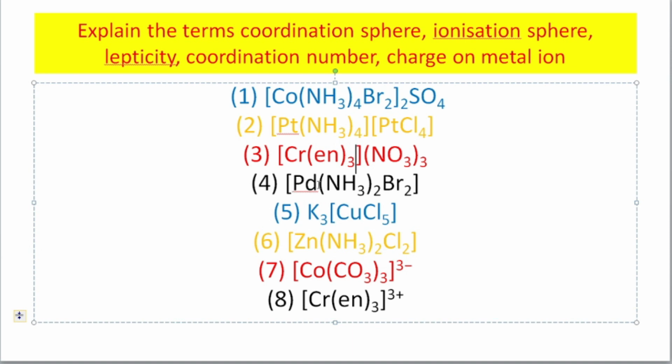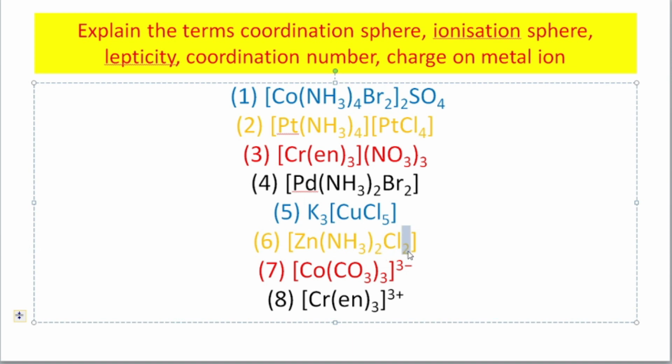See this fourth complex. How many ammonia are there? 2. How many bromides are there? 2. Each ammonia and bromide forms only one bond. All are monodentate here. So how many total bonds are there? 4. So what is the coordination number? 4 for this complex. Now for complex 5. How many chlorides are there? 5. So coordination number 5. In complex 6. How many ammonia are there? 2. How many chlorides? 2.